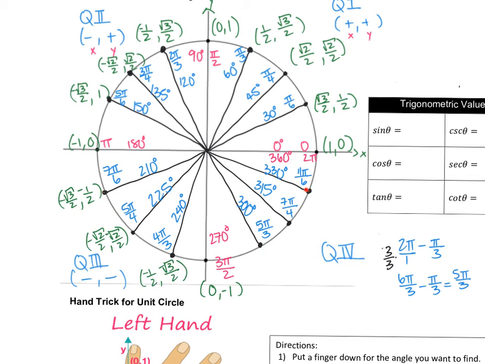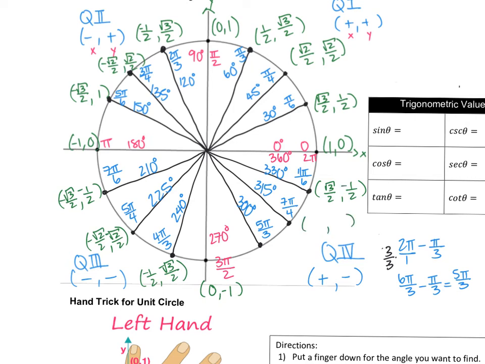And then this one here, same thing. This is 11 pi over 6, so this is going to connect with the pi over 6. So I'm going to grab that coordinate. So this is root 3 over 2 and 1/2. But this time, because we're in the fourth quadrant, the x value is positive, but the y value down here is negative. So that means that the half here gets the negative sign.